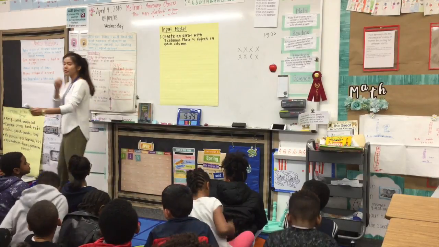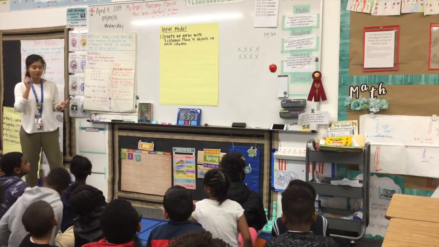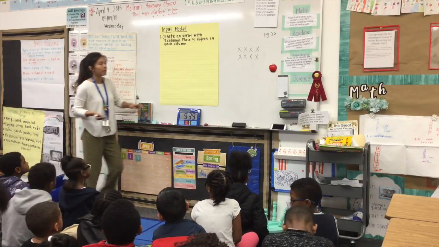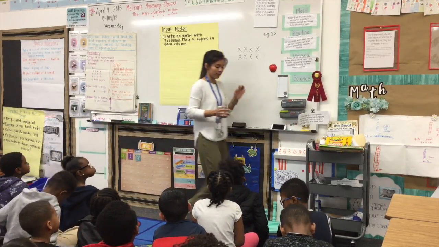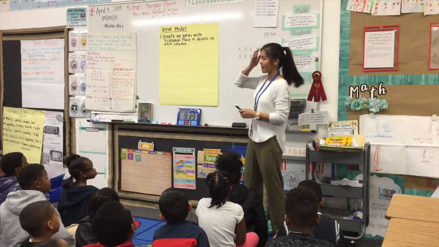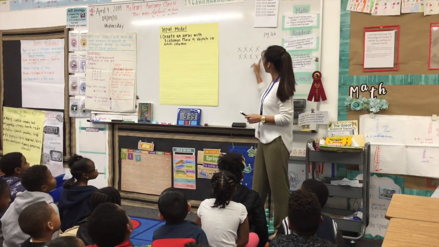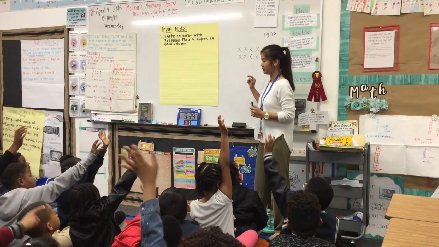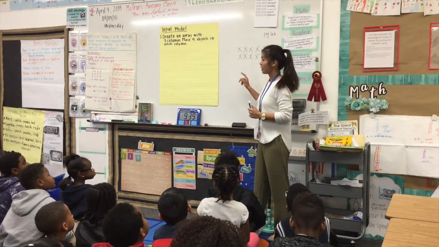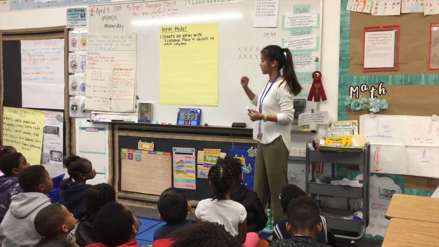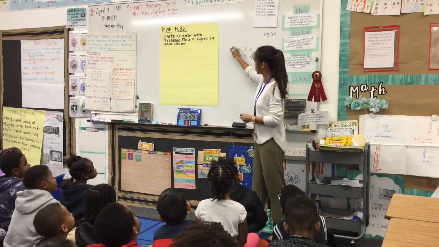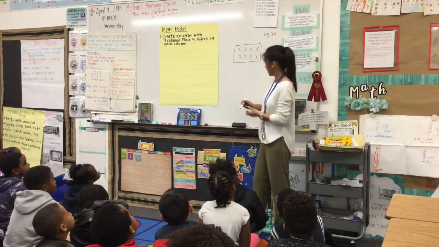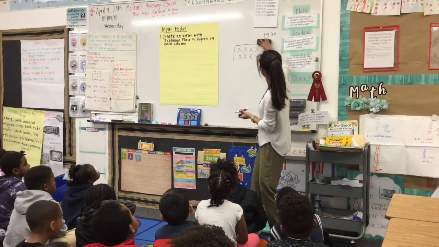So today our focus is counting objects in an array. We know arrays are objects in rows and columns, okay? So when I look at this right here, I have a bunch of X's. But what shape does it kind of look like? Who can tell me? Hannah? It kind of looks like a rectangle. Thank you for using a complete sentence. Because if I drew a rectangle right here, that shows a rectangle.